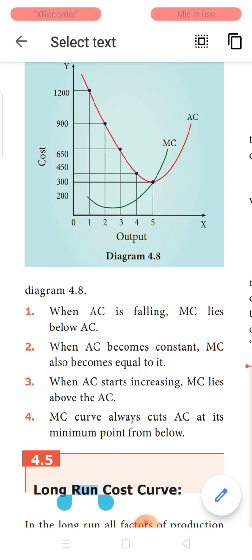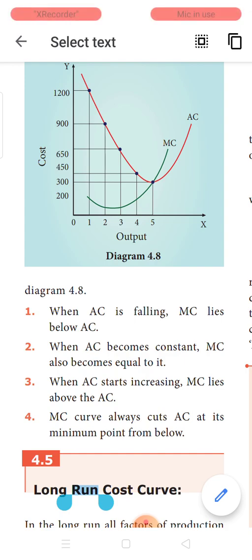Now, when you look at this table and the graph, at quantity 5, AC is constant. At that point, when AC is remaining constant, MC is also equal to AC. You could see the green curve and the red curve intersecting at quantity 5, which means when AC is at its lowest or constant, MC is also equal to AC. This is the second relationship. Third one is when AC starts increasing. When AC is increasing, MC will be above AC.